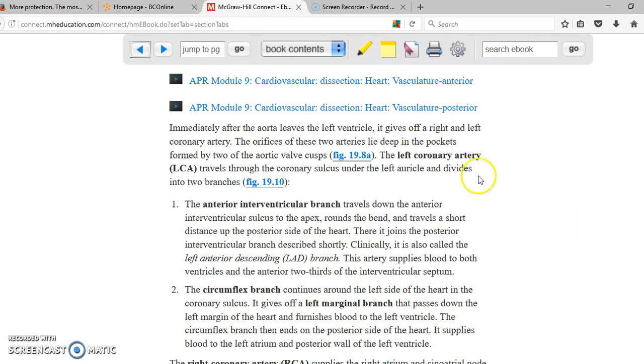So right here you have the left coronary artery, and there are two main branches, the anterior interventricular branch as well as the circumflex branch. So you don't need to know the details as to where they go and how they actually travel through the heart, but you have to know the branches because, again, these are definitely questions that you may need to know later on in your education. So the left coronary artery gives you the anterior interventricular branch as well as the circumflex branch.